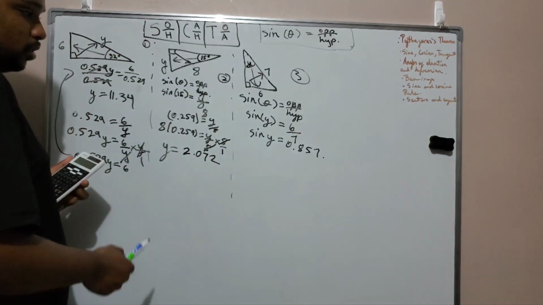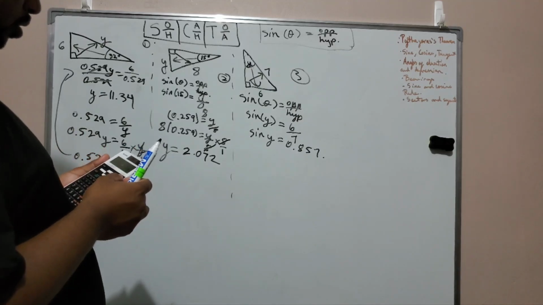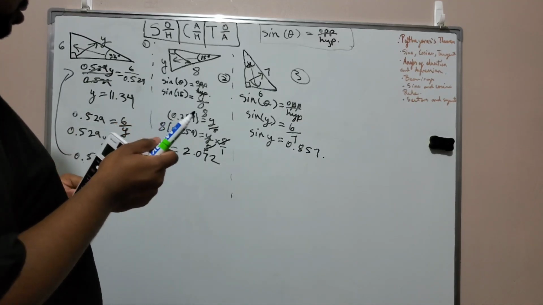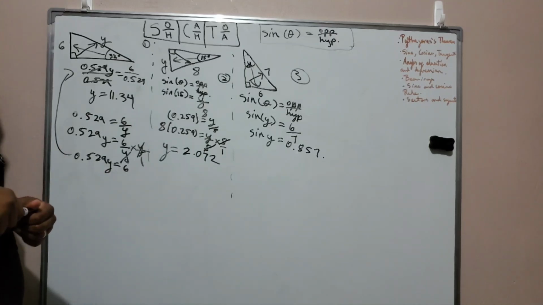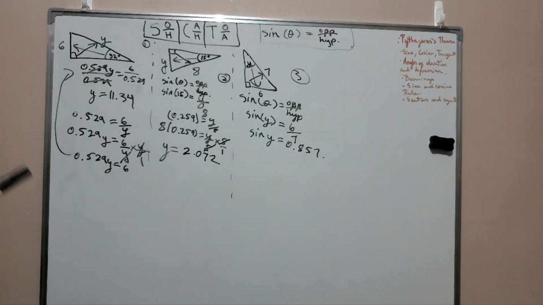But now we still have to solve for y. It's better to solve for y as an angle, and that way you can learn how to do the angle one time. So sine inverse of 6 over 7. It's more accurate because you don't round off the decimal too soon.